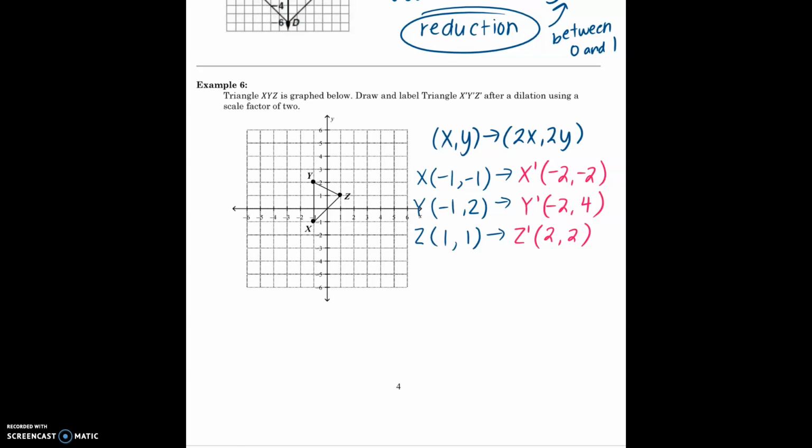We can now plot the points of our image. So we have -2, -2 for X prime, -2, 4 for Y prime, and 2, 2 for Z prime. And we can connect our points. And that's all we have.